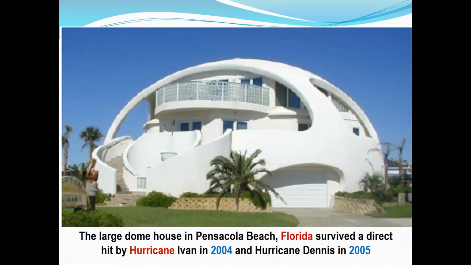Here you can see a large dome house in Florida. They claim, okay, that this structure survived Hurricane Ivan in 2004 and Hurricane Dennis in 2005. That means they wanted to say that a ferrocement structure can be very strong.